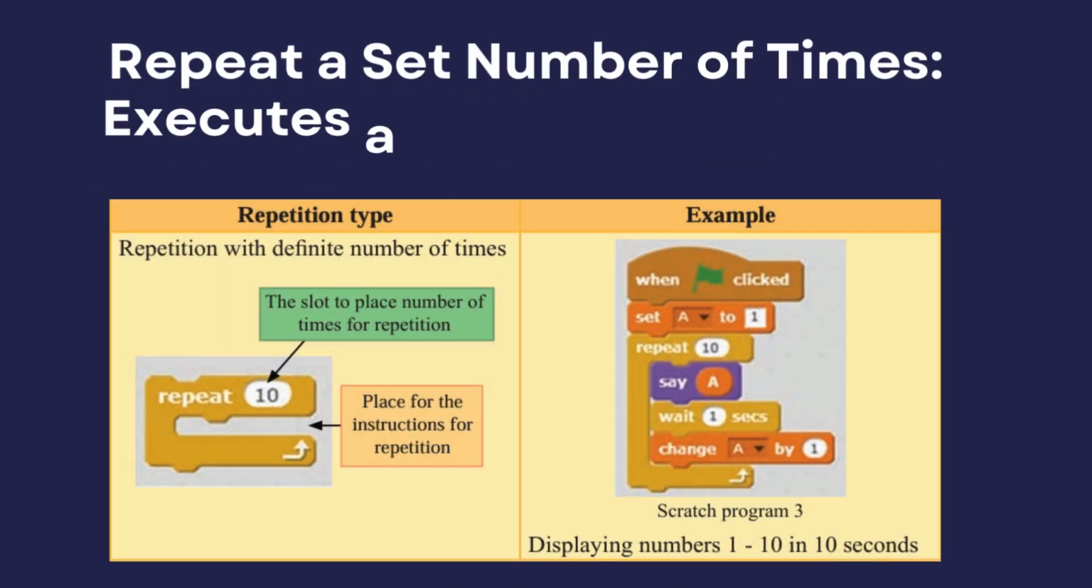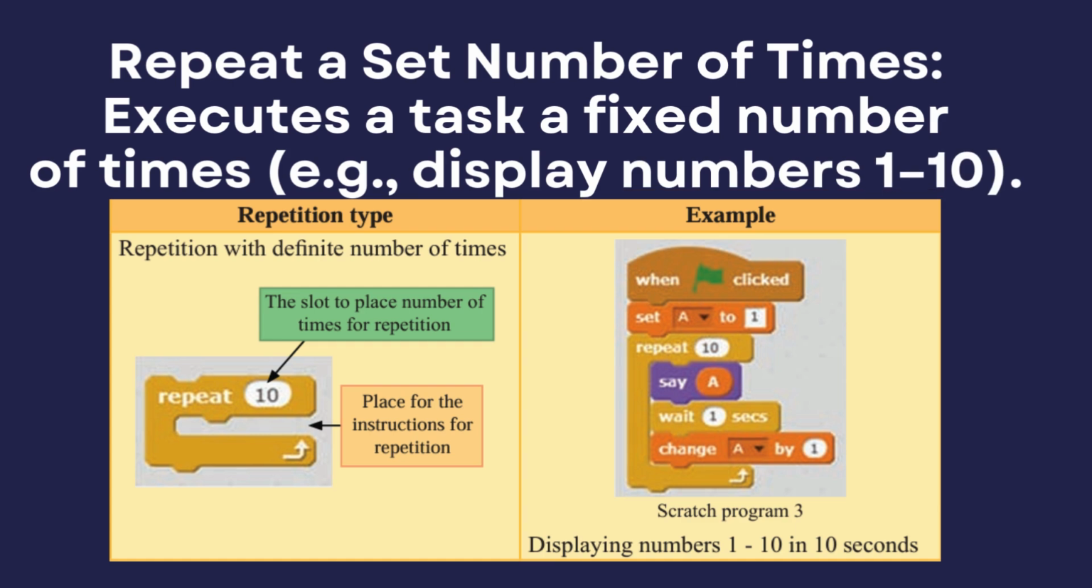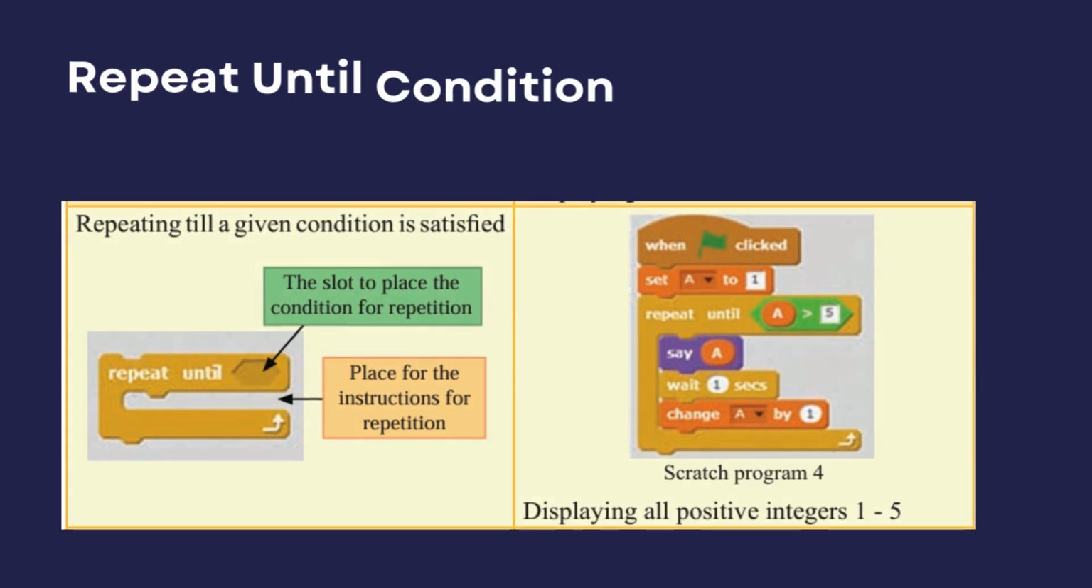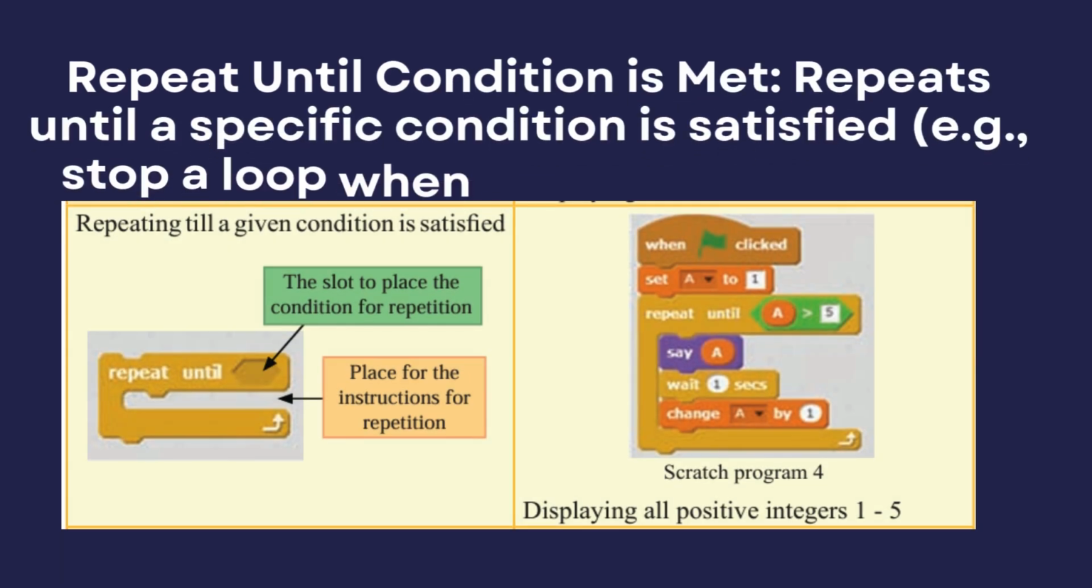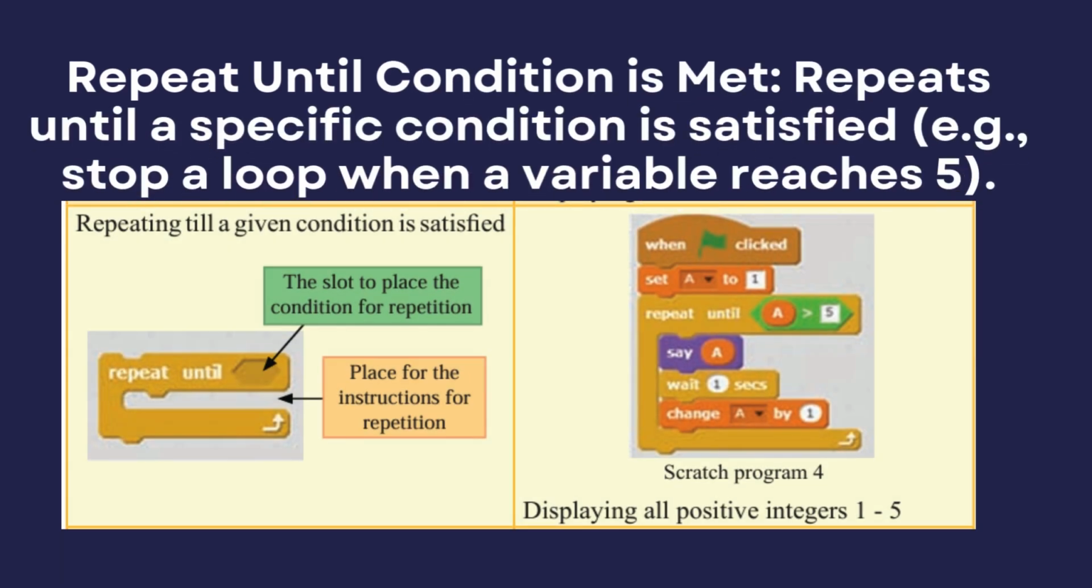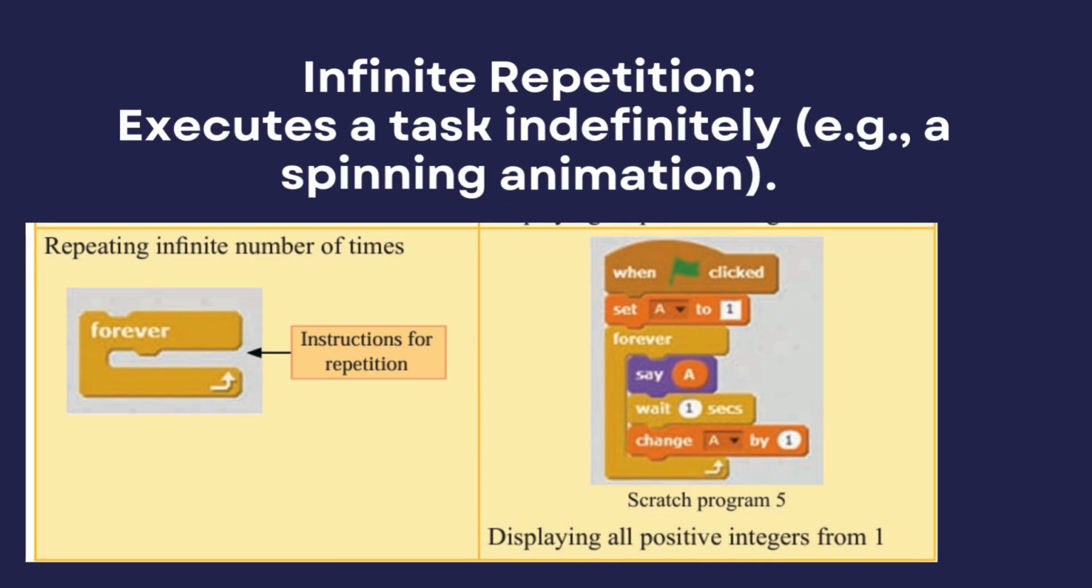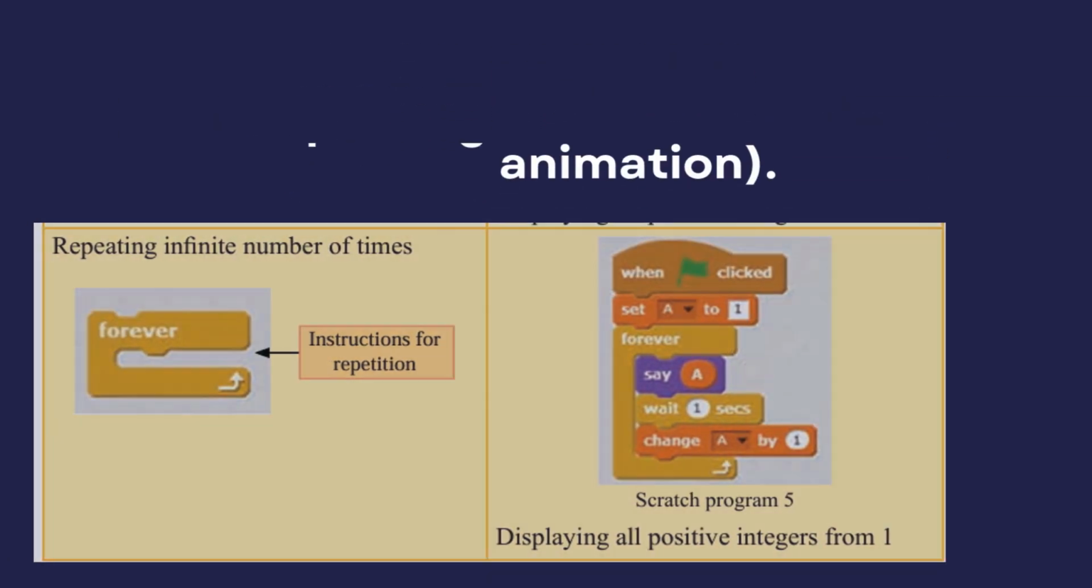Repetition control in Scratch. Repeat a set number of times executes a task a fixed number of times, e.g., display numbers 1 to 10. Repeat until condition is met repeats until a specific condition is satisfied, e.g., stop a loop when a variable reaches 5. Infinite repetition executes a task indefinitely, e.g., a spinning animation.